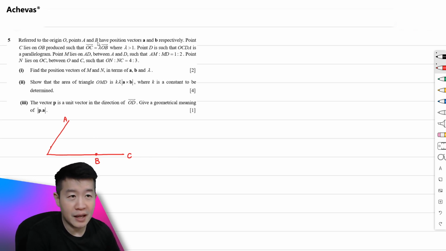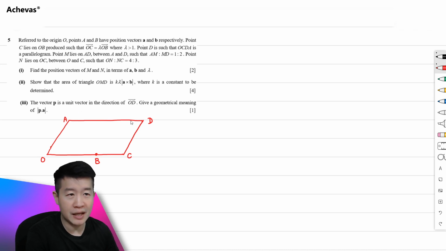We have point A with position vector A, and B with position vector B, and point C lies on OB produced, such that OC is lambda of OB. Point D is such that OCDA is a parallelogram. So we have something like this. Let's say this is D, so we have a parallelogram OCDA.